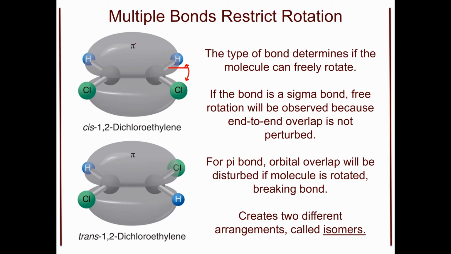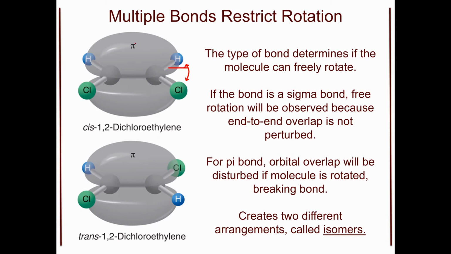So once you form a double bond, we are going to get what is called bond restriction, meaning you can't rotate. So if you have just a single bond, you are free to rotate that molecule as you see fit because the end-to-end overlap is not going to be disturbed. Once we form our pi bond, it is stuck in the way that it is going to be bound.